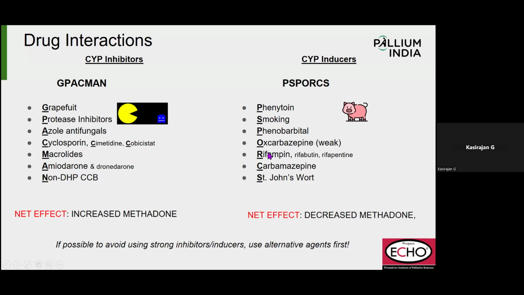Indian Army. Sorry, I didn't catch that. Indian Army. Oh, okay, yeah. So ART medications, antiretroviral therapy.